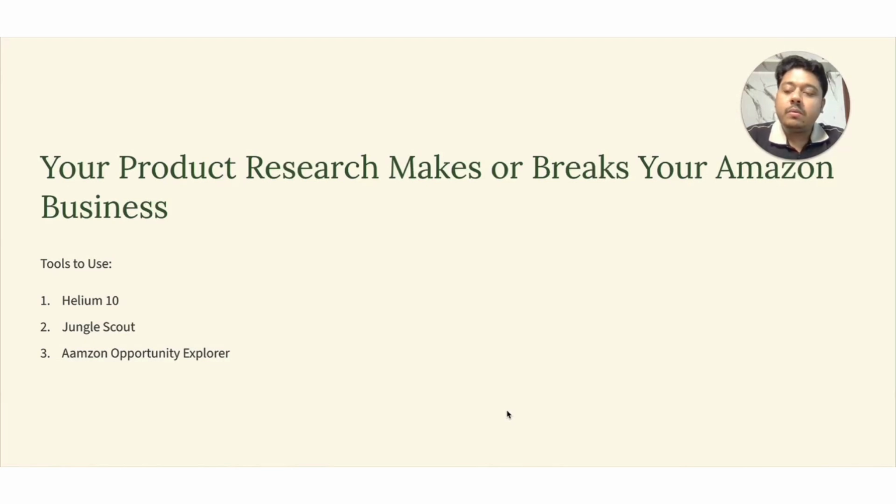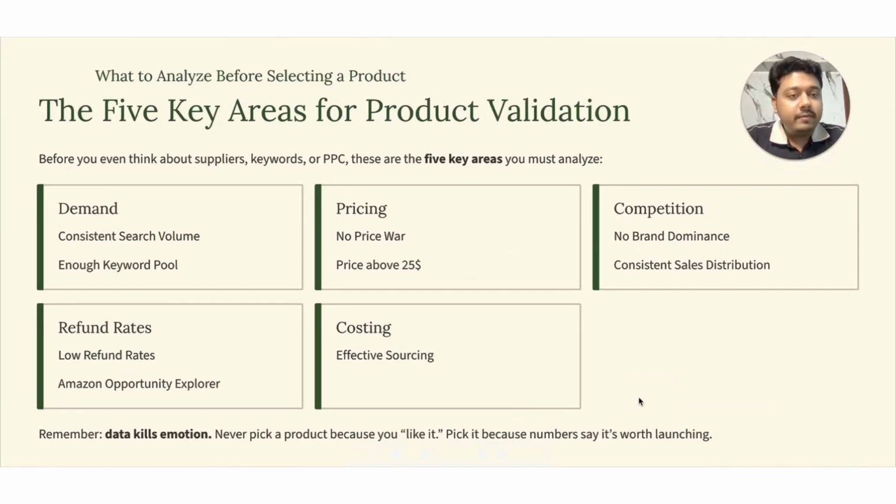Okay, so first of all, the tools which we generally use for product hunting on Amazon, to analyze whether a product is good, are commonly Helium 10 and Jungle Scout. And now Amazon's own tool, Amazon Opportunity Explorer, gives a lot of information about a niche, whether to enter or not. So first of all, the five things which we analyze before product validation, before jumping into the niche. First, we have to see whether a specific product has demand on Amazon or not.